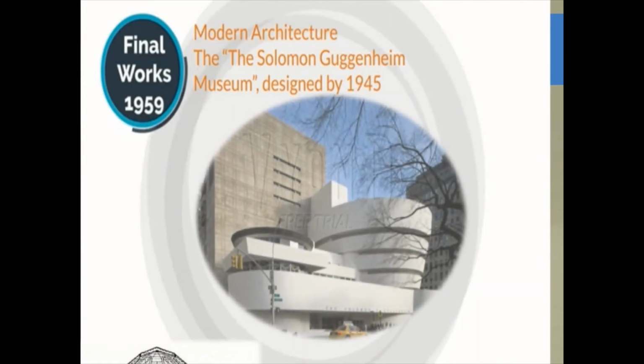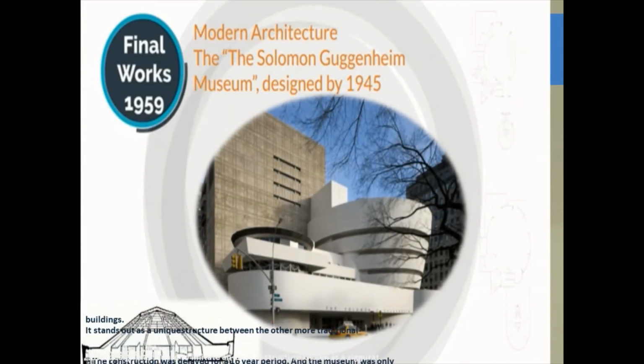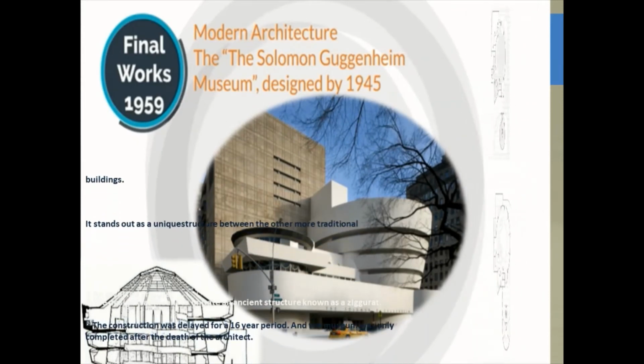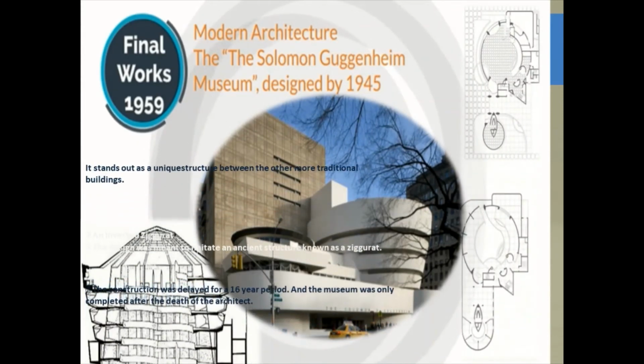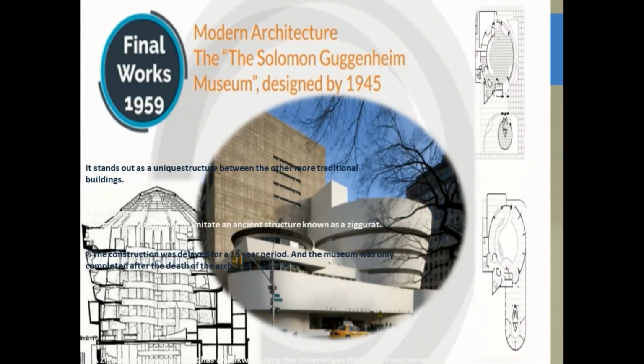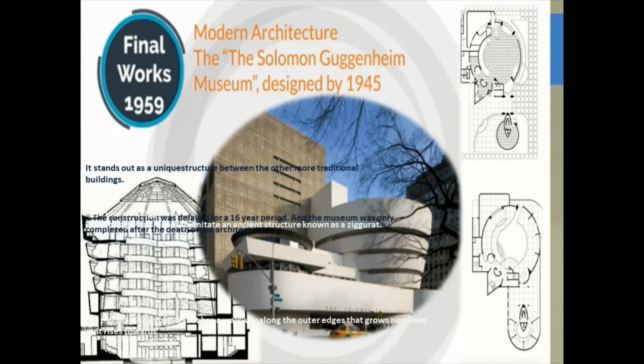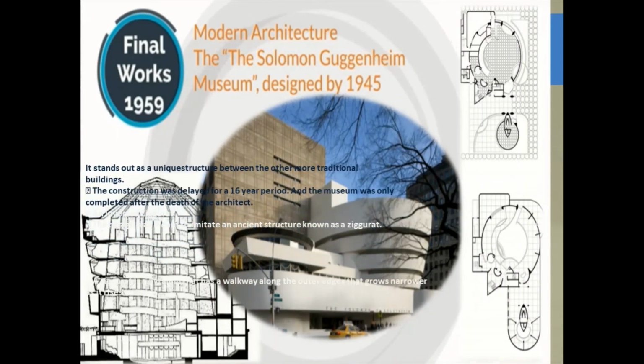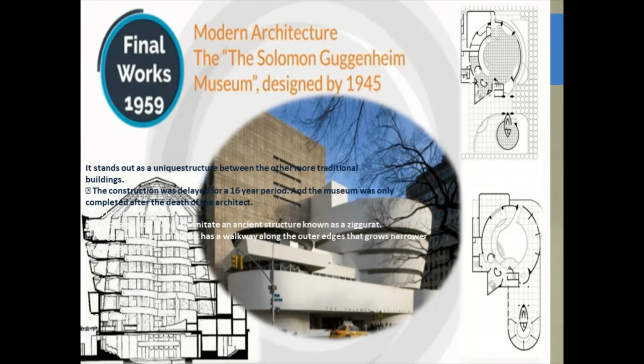The Solomon R. Guggenheim Museum, designed in 1945. The construction was delayed for a 16-year period. An inverted ziggurat. The design was meant to imitate an ancient structure known as a ziggurat. A ziggurat is a pyramid that has a walkway along the outer edges that grows narrower as it rises.